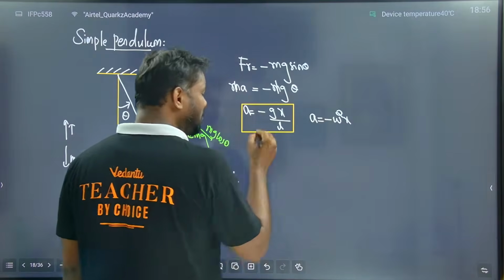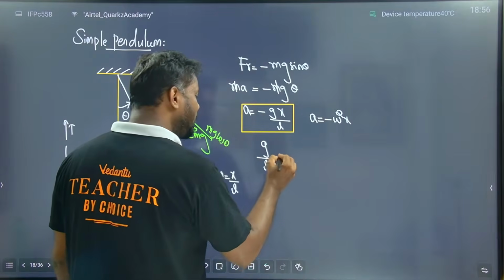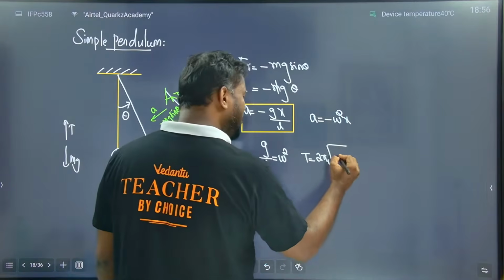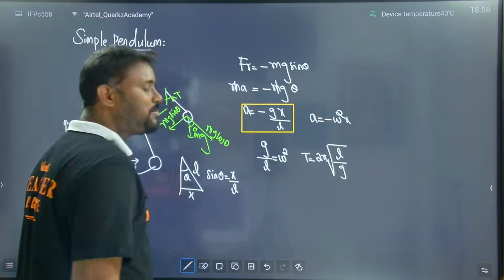Inga omega oda value enna sollalam? So g by L is equal to omega. Appo time period enna sollalam? Time period is 2 pi by omega, root under L by g. So this must be clear.